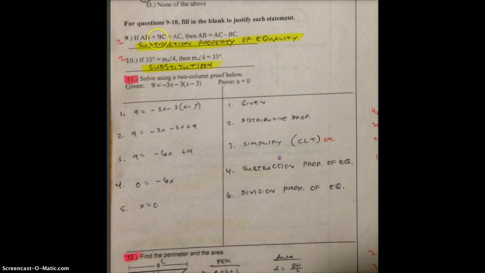So what's different about this statement to this statement? Well, I noticed that AC here is by itself at first, but then over here, AC has this subtracting segment BC. Well, if you subtract BC from both sides, you'll get this. So subtraction property of equality. If 33 degrees equals the measure of angle 4, then the measure of angle 4 equals 33 degrees. Some people call this transitive. I will use the word substitution.